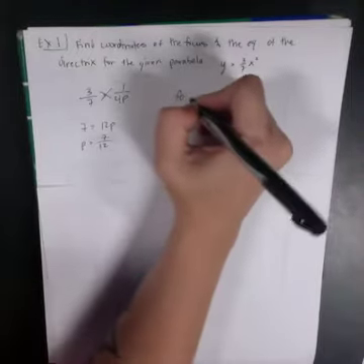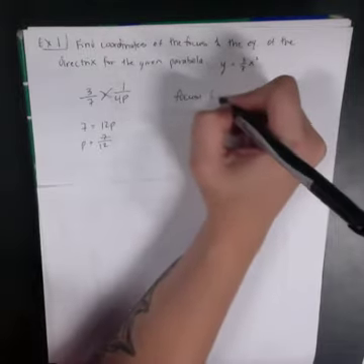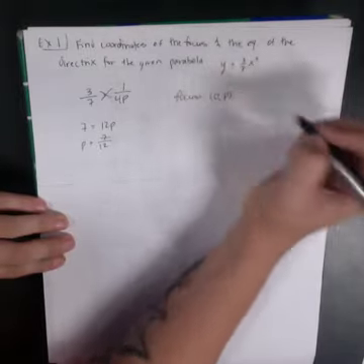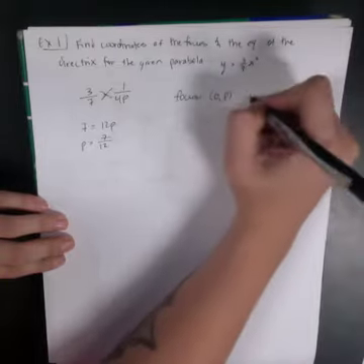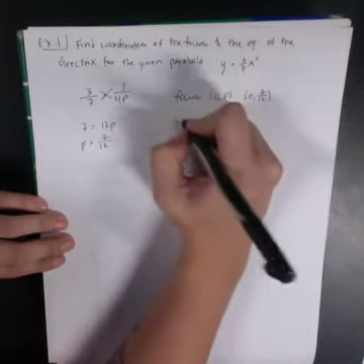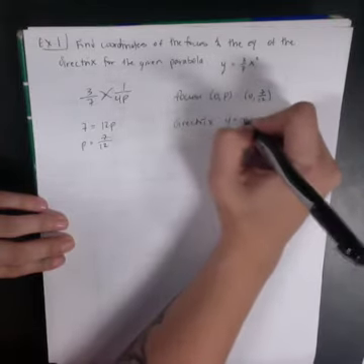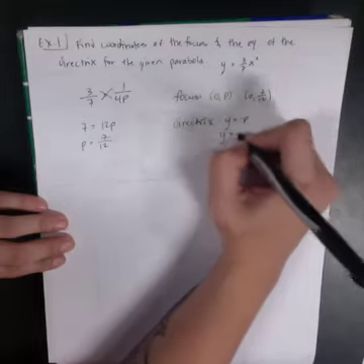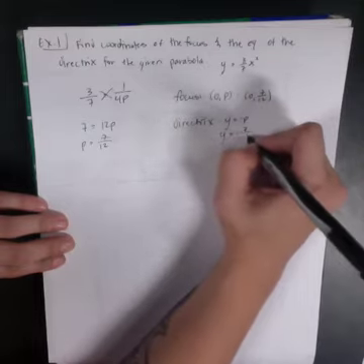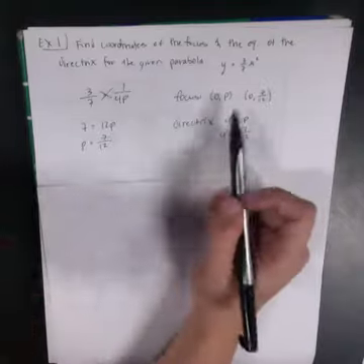And I know my focus is (0, p). So my focus is (0, 7/12). And my directrix is y equals negative p. So my directrix is y equals negative 7/12. I want you to label it like this.